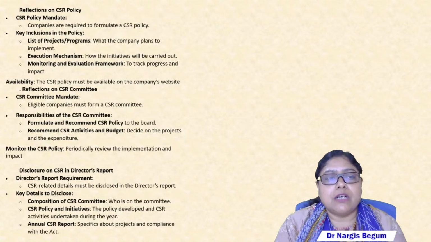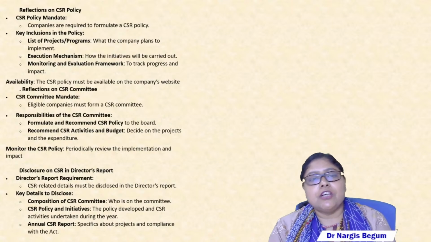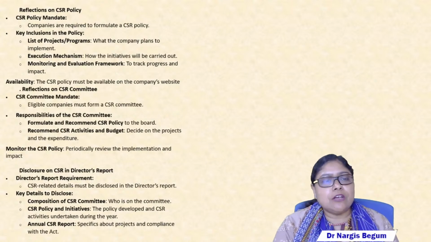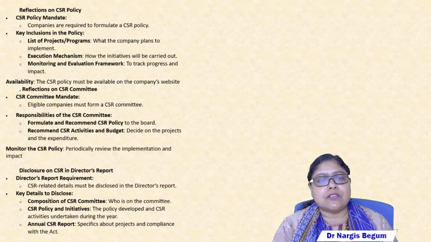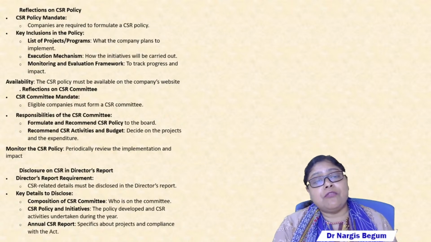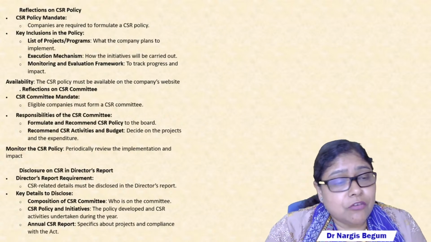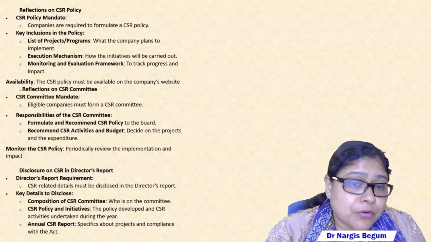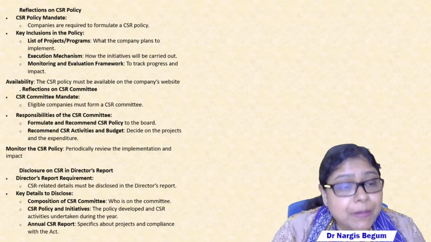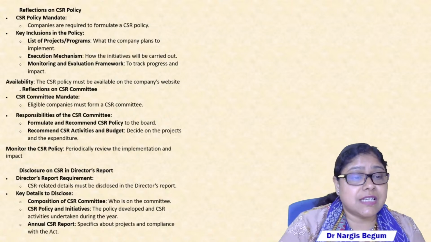Now, coming to the reflections on CSR policy, it is basically a mandate that is required for a company to formulate a CSR policy. There are different important key inclusions in the policy. One is the list of the projects or the programs, that is, we need to understand what the companies plan to implement. Then we go for execution mechanism, how the initiatives will be carried out. Next is we go for monitoring and evaluation. We need to track the progress and the impact. So availability is it must be available on the company's website. These are again being reflected on the CSR committee.